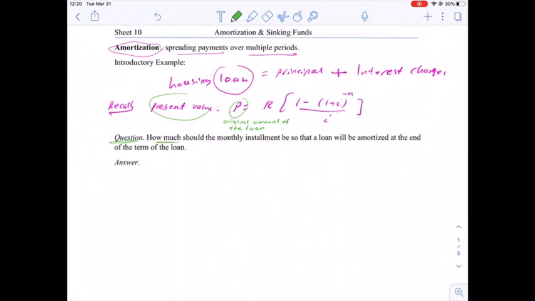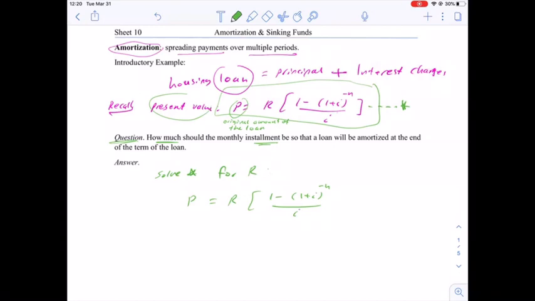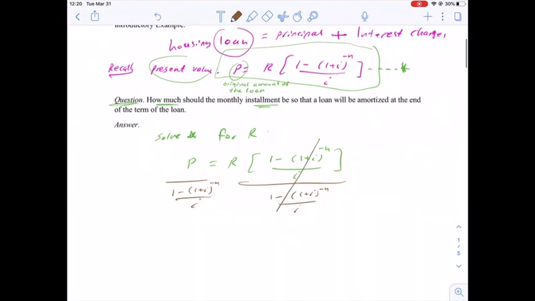In order to determine this, we need to solve, let's call this formula star, for R. To solve for R, let me rewrite the formula here: R times (1 minus (1 plus I) raised to the power negative n) over I. Now we divide both sides by (1 minus (1 plus I) to the negative n) over I. We cancel these, so we get R equals P over (1 minus (1 plus I) to the negative n over I).